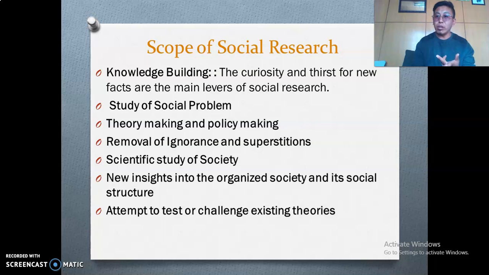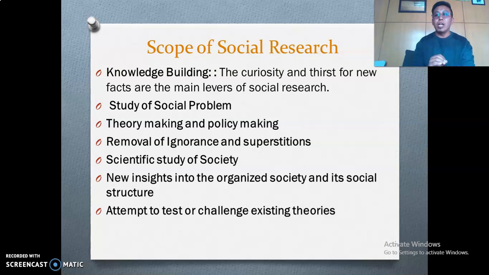First you curate your own theory by doing research, by adding new knowledge, new information, and then at the end you come up with practical policy making. So you say these are the issues, these are the problems, and these are the different solutions we have to follow to remove these social problems. And then removal of ignorance and superstitions. By carrying out research, it removes n numbers of different ignorance or superstitions.